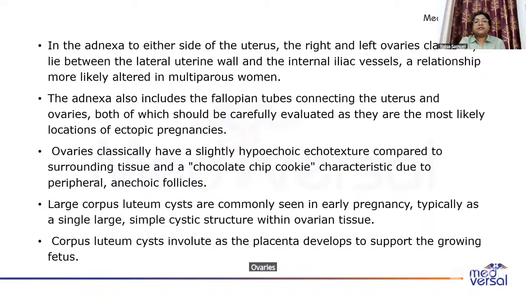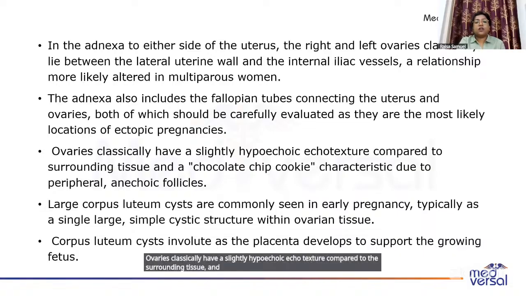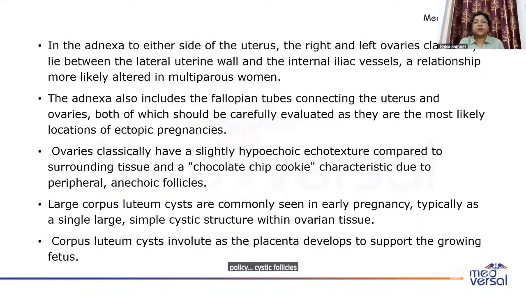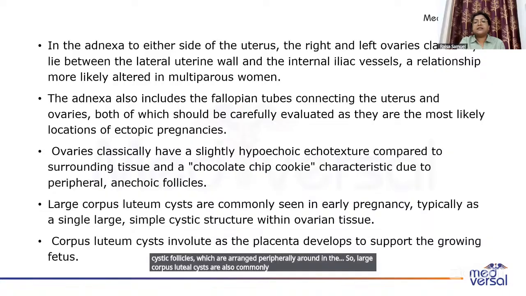Ovaries classically have a slightly hypoechoic echo texture compared to the surrounding tissue, and they look like a chocolate chip cookie, characteristic due to the peripheral anechoic follicles. So the follicles are present peripherally, and when there is polycystic ovary morphology, you can see multiple cysts, which are polycystic follicles, arranged peripherally around in the ovaries. Large corpus luteal cysts are also commonly seen in early pregnancy, typically as a single large simple cystic structure within the ovarian tissue. Corpus luteum cysts will involute as the placenta develops to support the growing fetus.